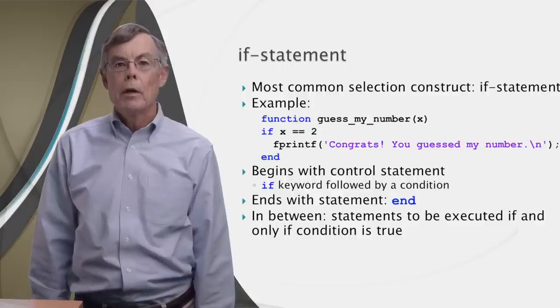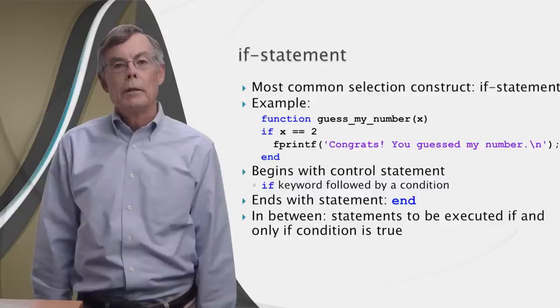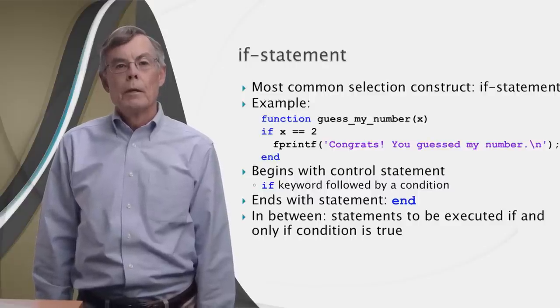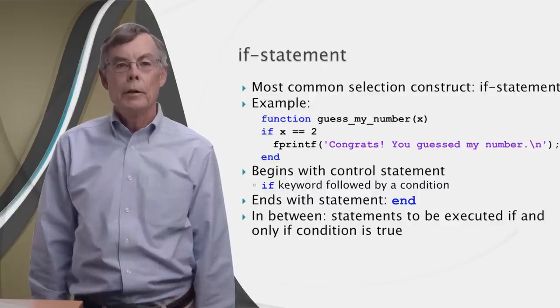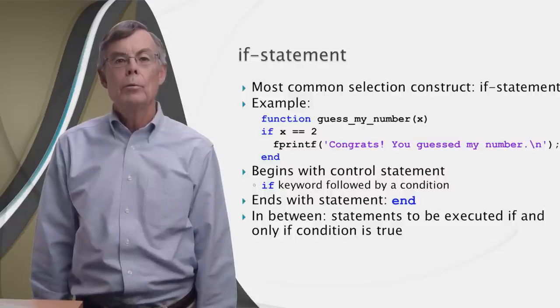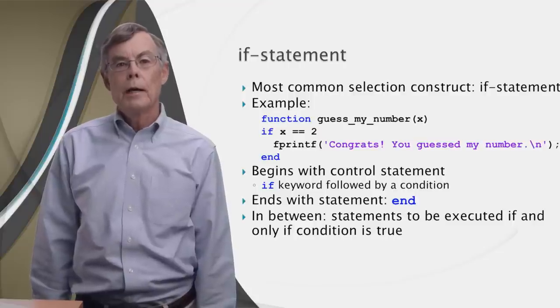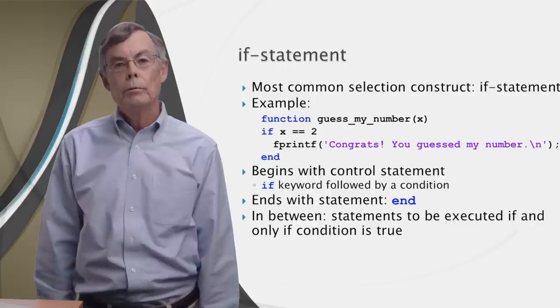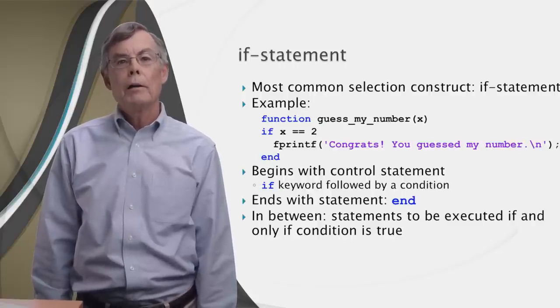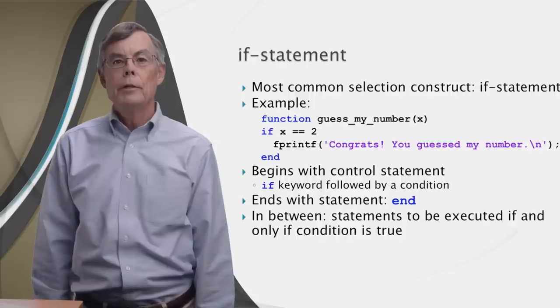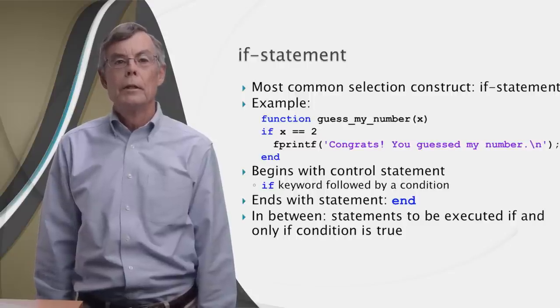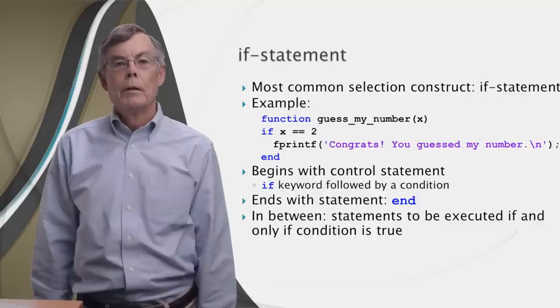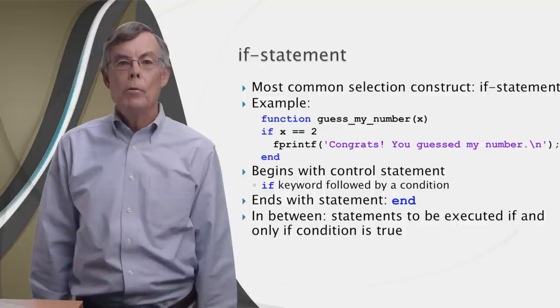The most common selection construct is the if statement. Let's introduce it with an example. The guessMyNumber function is a single if statement. It starts with the if keyword, followed by the condition x == 2. This pair of equal signs is a new operator. It means equal to, or is equal to. The statement that follows the line with the if keyword will be executed if and only if this condition is true. In this case, if and only if x equals 2. The if statement is terminated by the end keyword.